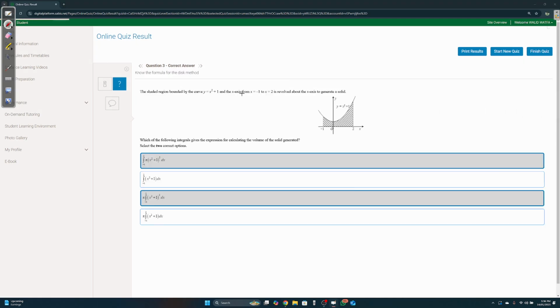Question 3. The shaded region bounded by the curve x squared plus 1 and the x-axis from x equals -1 to 2 is revolved around the x-axis to generate a solid. They want the volume again. Yes, remember, volume is equal to pi integral from -1 till 2, f of x squared, so x squared plus 1 squared dx.